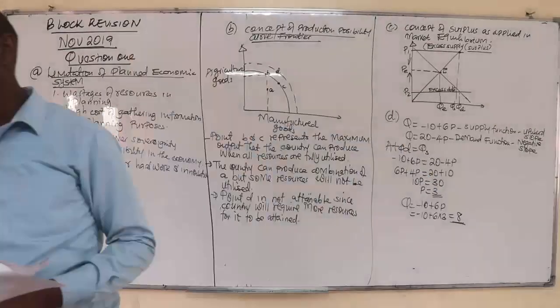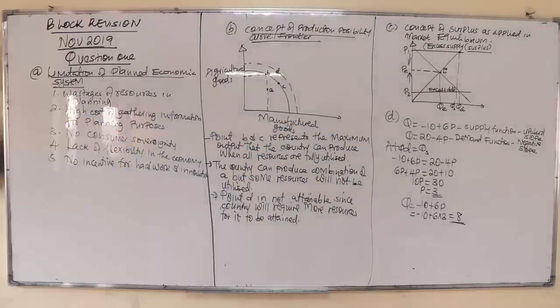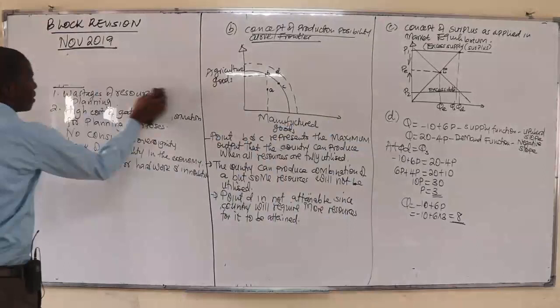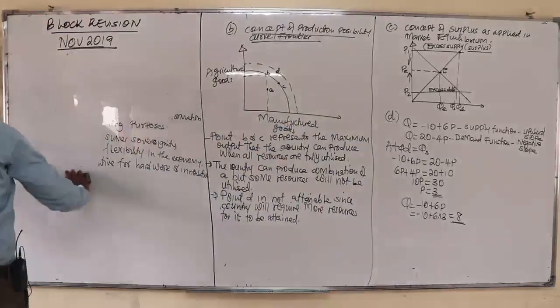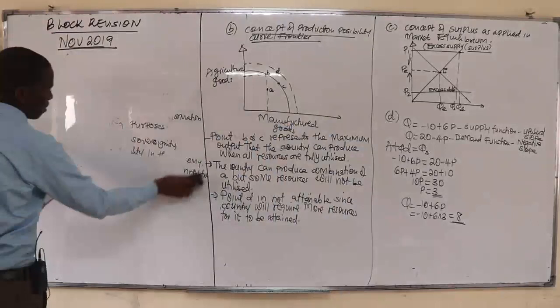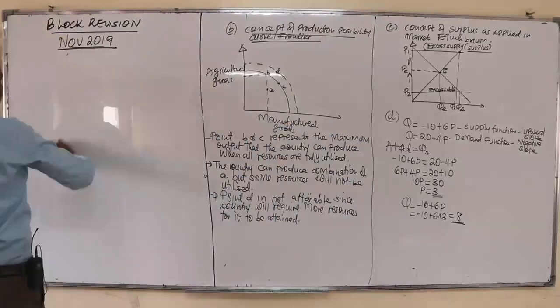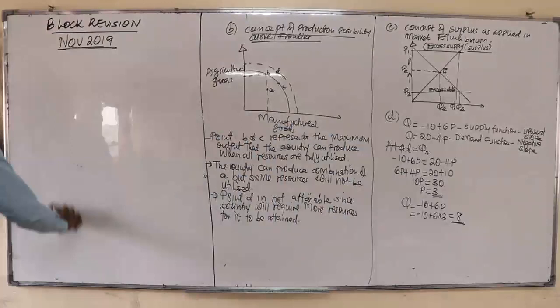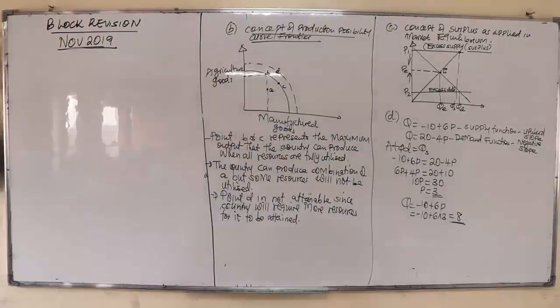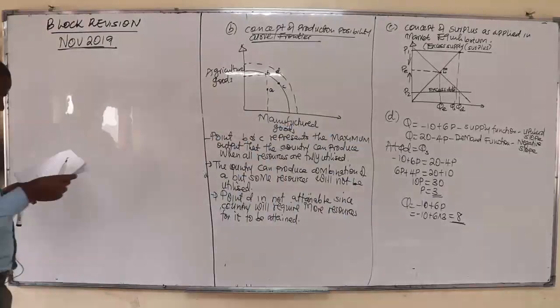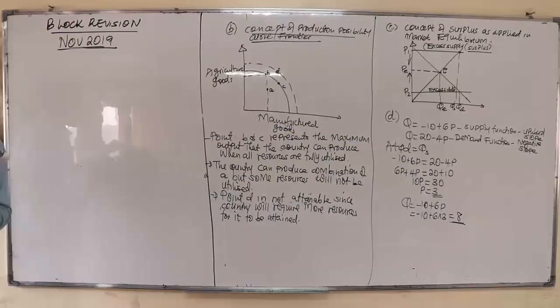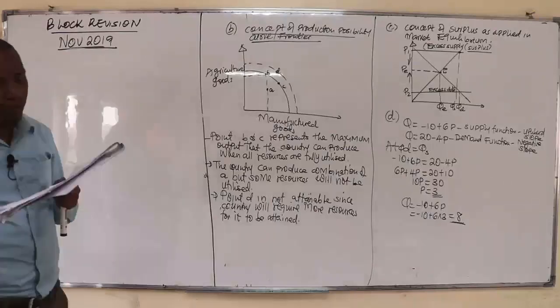Now we continue. Question number 2. Let's get to that question. Evaluate 3 fundamental economic issues that our society has to address in order to minimize the problem of scarcity of resources.